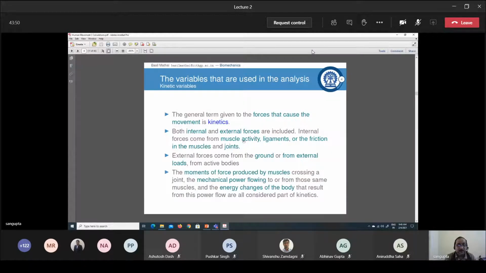The moments produced by the muscles crossing a joint can be calculated. Okay? So these things are calculated. The mechanical power flowing to and from some of the muscles and the energy changes in the body that result from power flow are all considered in the kinetics. So when you are doing the inverse dynamics calculation, finding out the muscle forces using the static optimization technique, then all these things can be calculated, but that is on a later part.